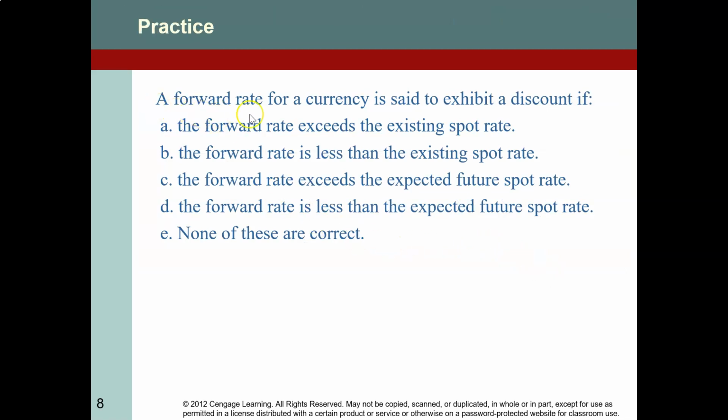Practice. A forward rate for currency is set to exhibit a discount if... we should choose option B. If the forward rate is less than the existing spot rate, then the forward premium would become a forward discount because F is going to be smaller than S. Okay, so F minus S divided by S is going to be a negative number.